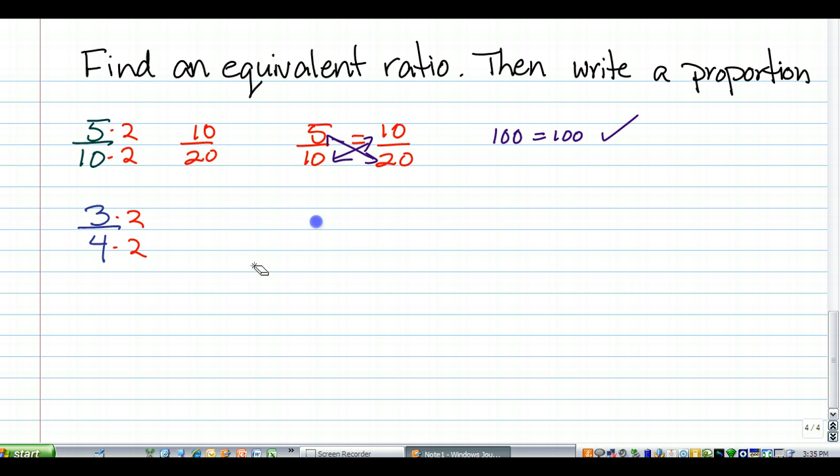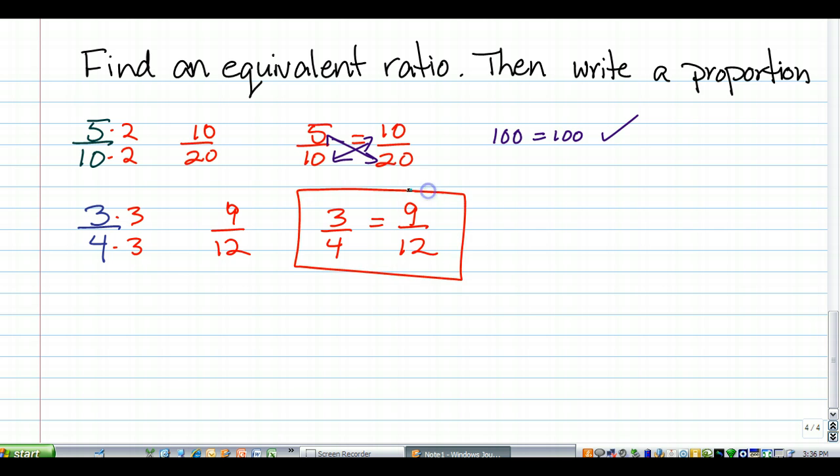Here, let's do another one. Maybe you did 3. 3 times 3 is 9, 4 times 3 is 12, so then the proportion would be 3/4 equals 9/12. Okay? No matter what number you did, as long as you multiplied the numerator and the denominator by the same number, and you did it correctly, then you have created a proportion. Good job.